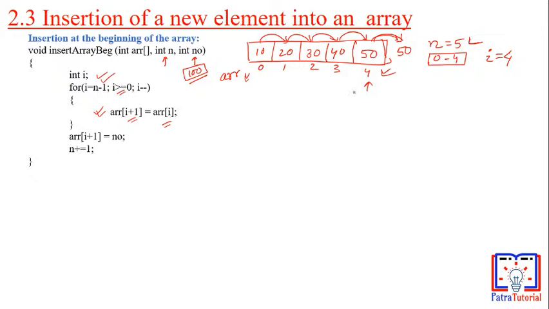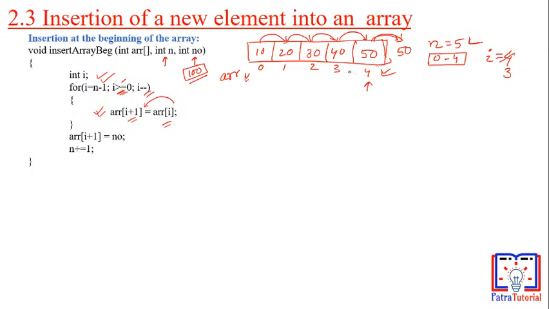Then I minus minus, so I becomes 3. Then 3 is again greater than 0, right? This condition is satisfied, so it will get inside the for loop again. Then ARR of 3 will be stored in ARR of 4.